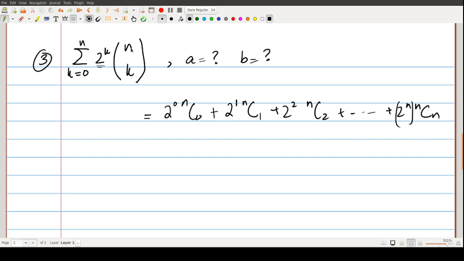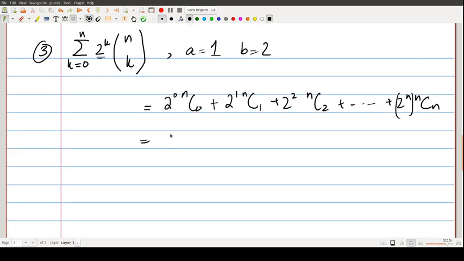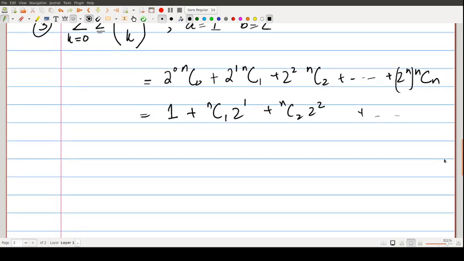A = 1, B = 2. Absolutely correct. So if I pick A to be equal to 1 and B to be equal to 2, let's see how that can happen. Notice that the first term is simply 1. The second term is nC1 times 2 to the power 1, plus nC2 times 2 to the power 2, and so on. And if you choose A to be 1 and B to be 2, then what do you get?